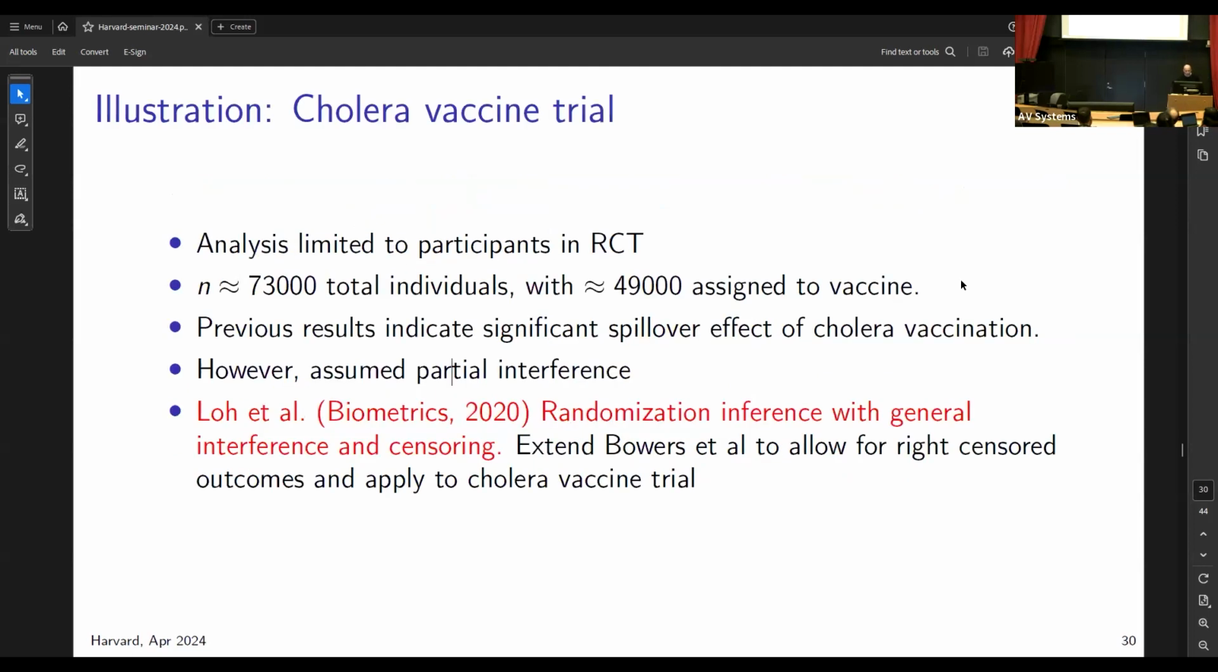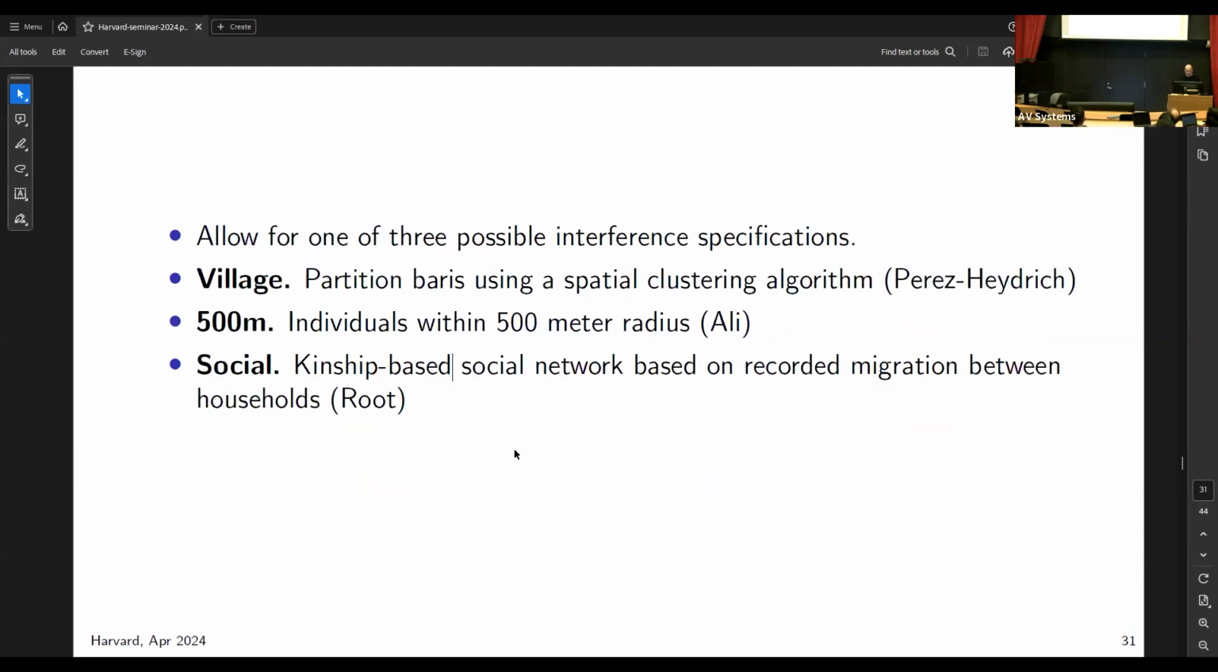And I'll just show you what these results would look like if you applied them to the vaccine study I mentioned earlier. For this analysis, I'm just going to subset to the actual participants in the RCT because this Bowers et al. method is only designed for randomized experiments. So I'm ignoring the data that we have beyond the RCT. And these results from this paper by Wenwei Lo, who's a postdoc in our group, basically extends this approach to allow for right-censored outcomes.